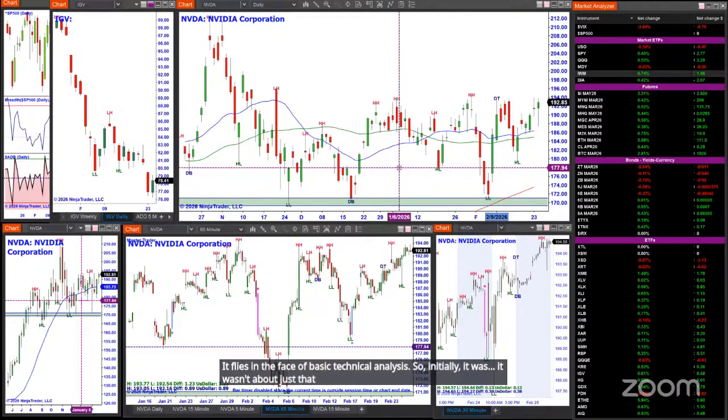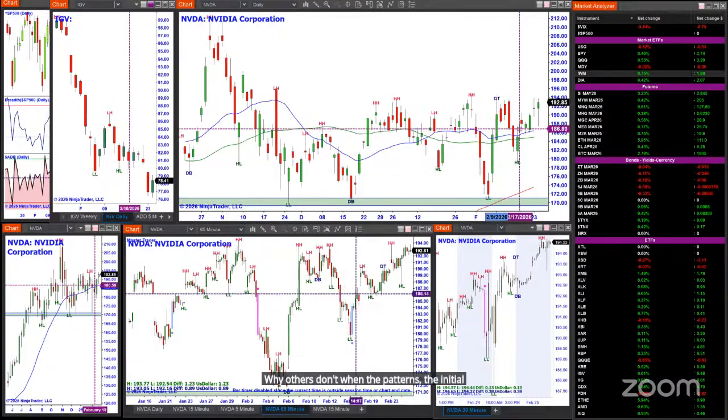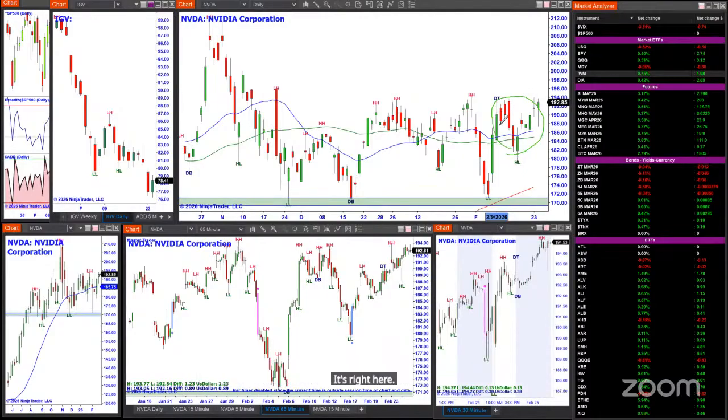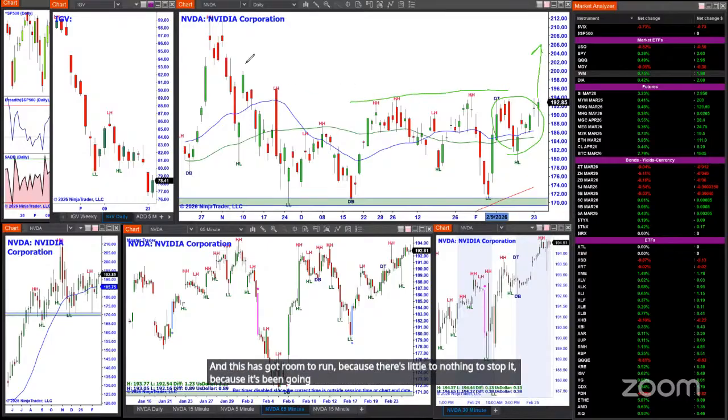Initially it wasn't about just that. My focus was why do certain prices trend and why others don't when the initial patterns look the same. For example, this part of the pattern right here in NVIDIA. You had a nice move up, the pullback was bought, it's going sideways. You see a bottoming tail bar. You know that there's buyers on the dip. And this has got room to run, right? Because there's little to nothing to stop it, because it's been going sideways for so long. So you've got momentum moves and then time corrections create this void.